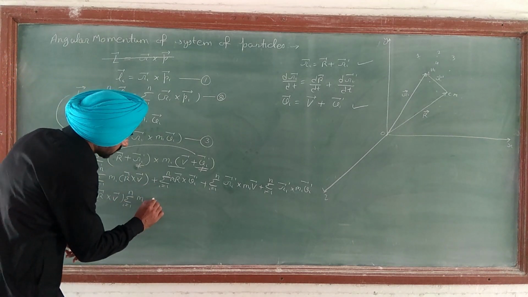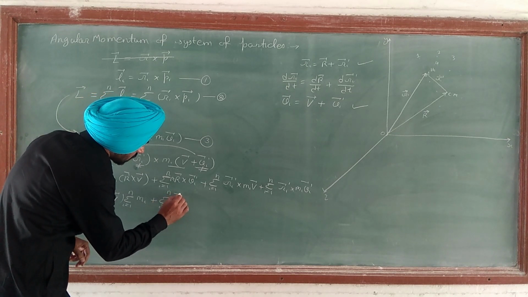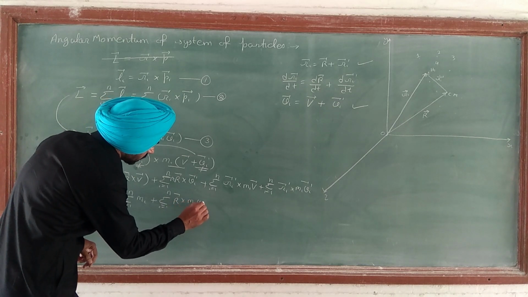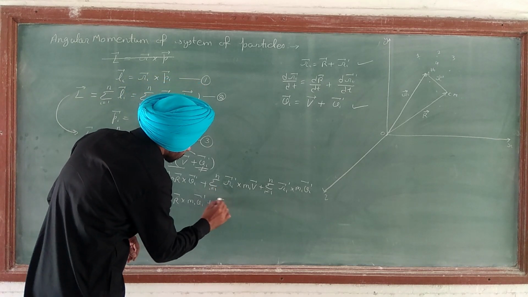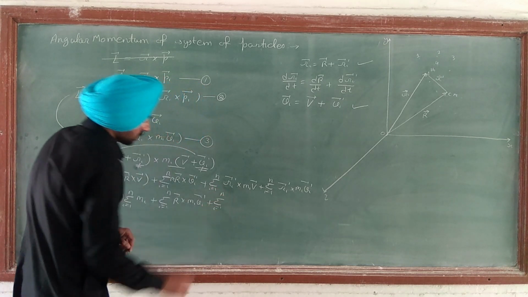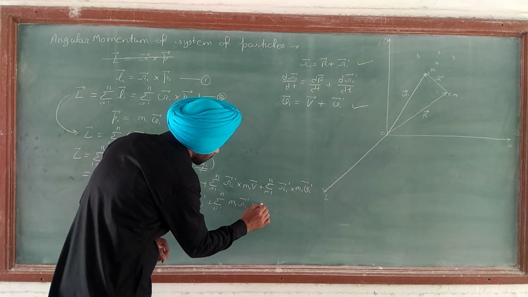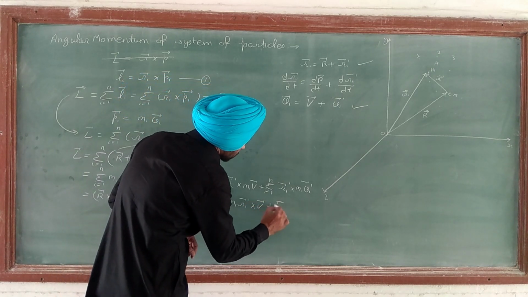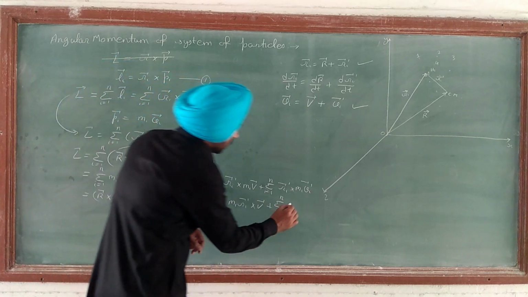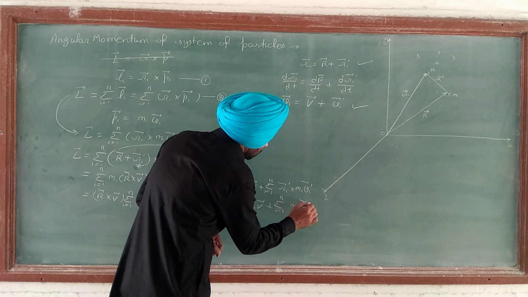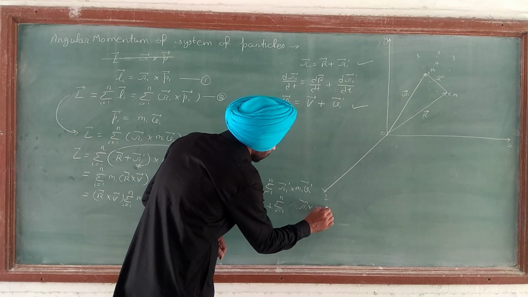And this equation can be written as summation i equal to 1 to n r cross mi vi prime, plus summation i equal to 1 to n mi ri prime cross v, plus summation i equal to 1 to n ri prime cross mi vi prime.